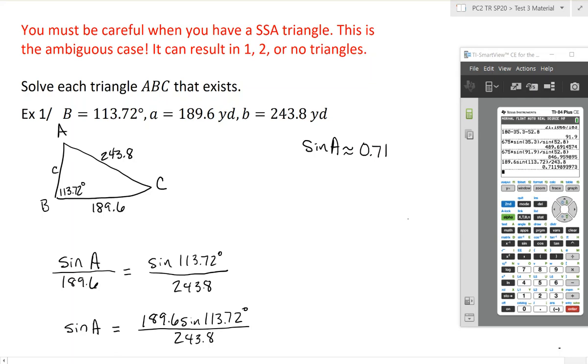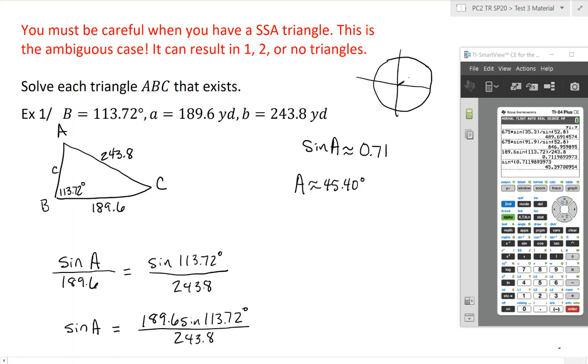Okay, we still need to solve for A, but I want you to stop and think about this. The sine of A is 0.71 in two different places. If you're thinking about your unit circle, go ahead and do the inverse sine of that number that we just got. We're going to get about 45.40 degrees. So A is about 45.40 degrees at two decimal places, because the given degree was given to two decimal places.